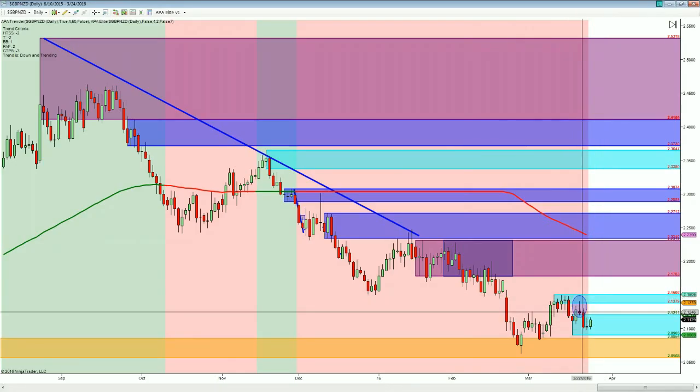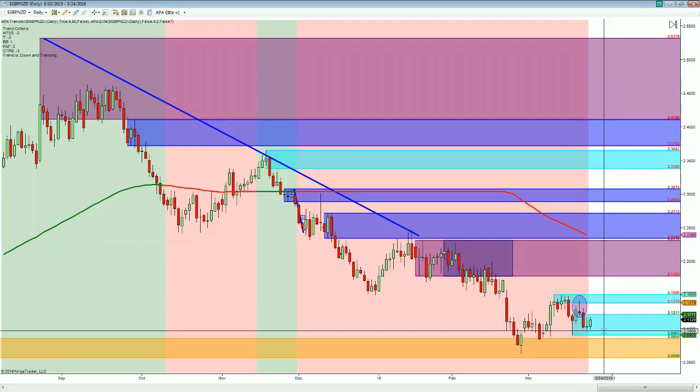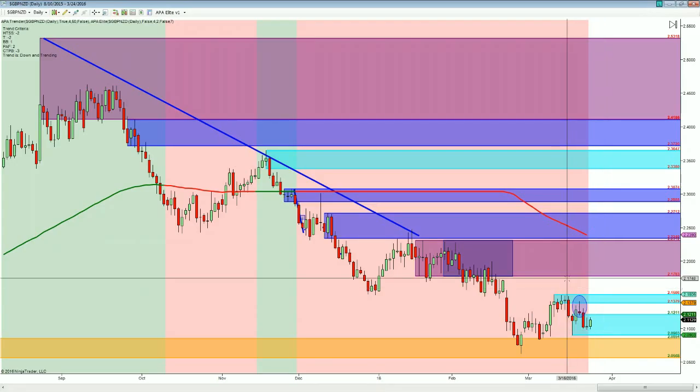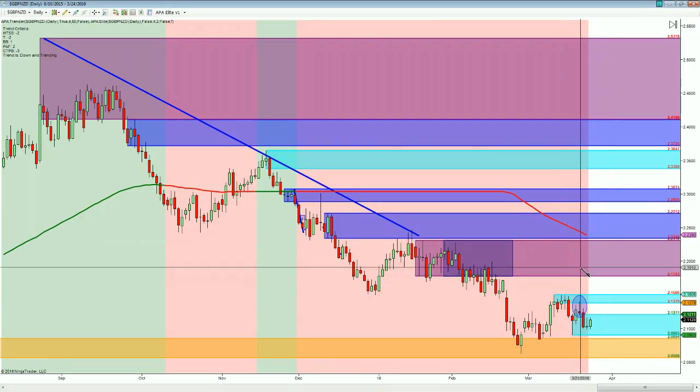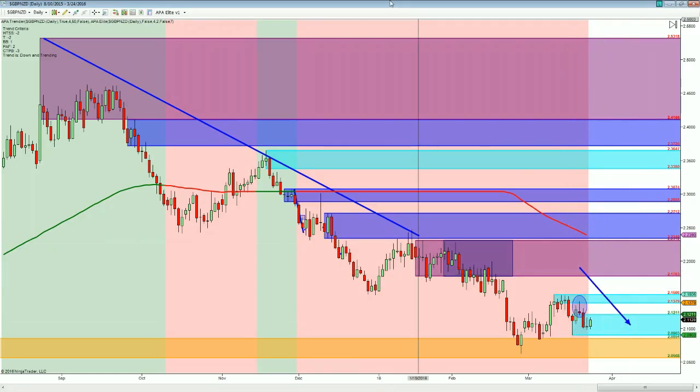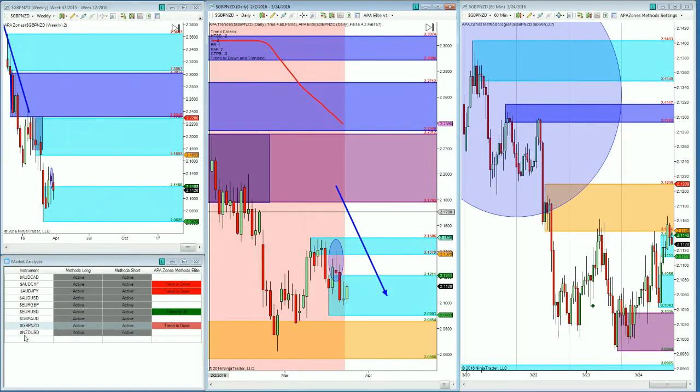I really like that shooting star candle right there. That's pretty awesome. I think that was solid right there. But we'll just see how this market continues to play. The trend is down, so do what you oughta, follow the trend. Yeah, that's what I have to say on that one.